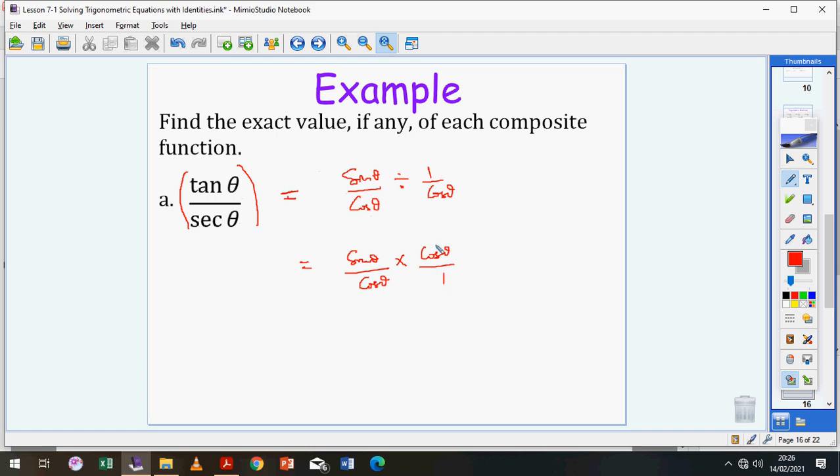So cross out the cosines because it's the same, it's basically division, and I end up with sine of theta. So I have simplified this whole function into one simple thing, which is sine theta. And if I was trying to evaluate this function, it would be much easier to just evaluate sine theta instead of having to evaluate tan theta and secant theta. So the problems are like this.